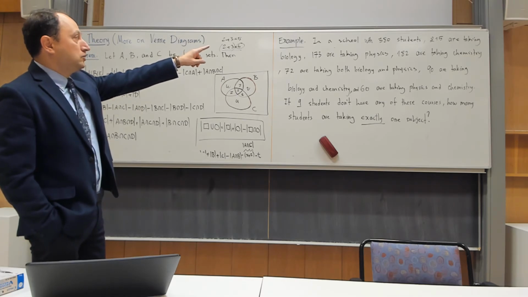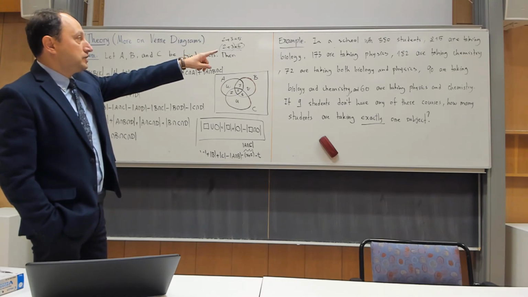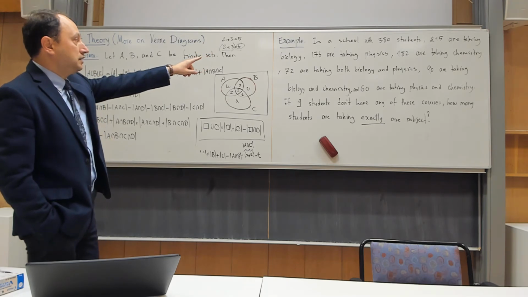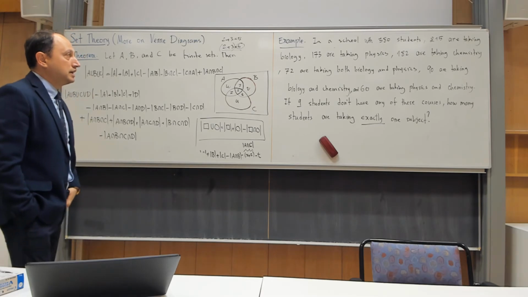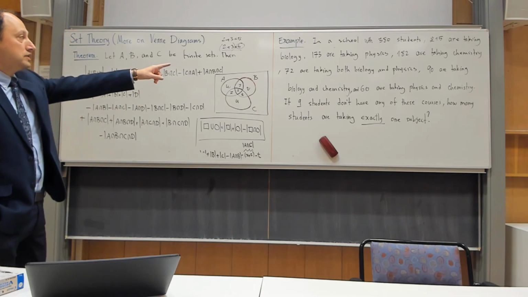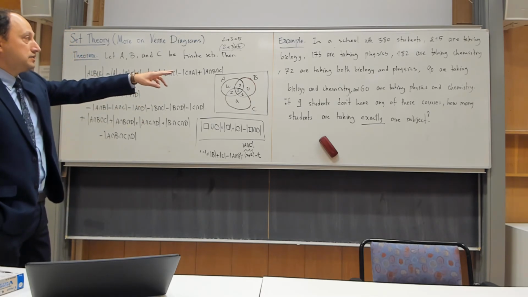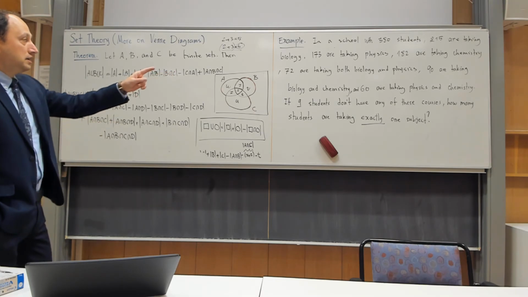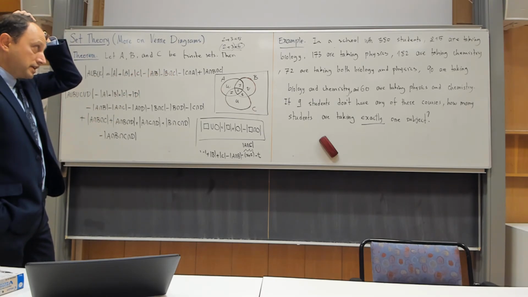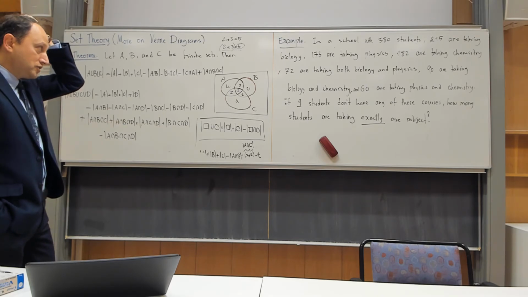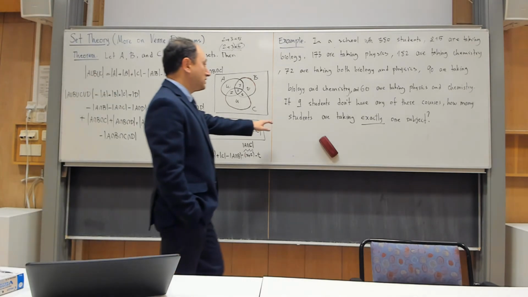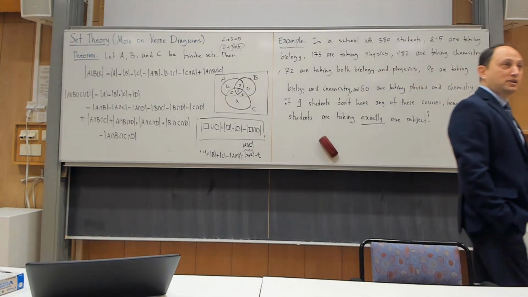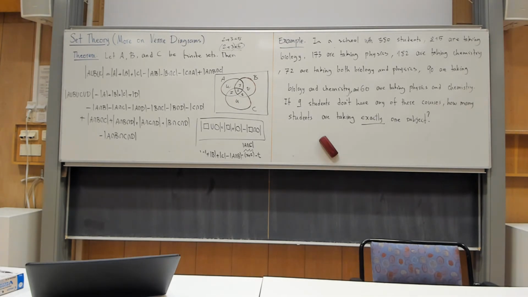So in a school with 380 students, 215 are taking biology, 173 are taking physics, 182 are taking chemistry, 72 are taking both biology and physics, 90 are taking biology and chemistry, 60 are taking physics and chemistry. If 9 students don't have any of these courses, so I don't know what they are doing in the school, but anyway, how many students are taking exactly one subject?